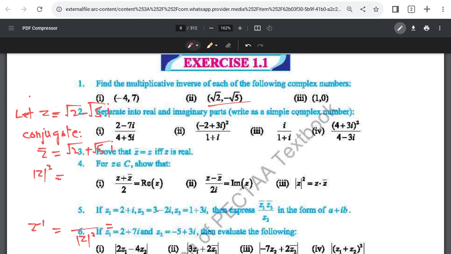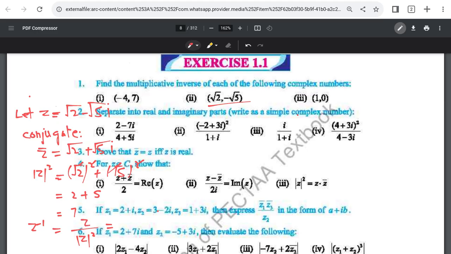After this we find the modulus of z. The modulus of z is 2 square root square plus 5 square root square. So the square is cancelled by the square root and the square root is cancelled by the square. Then it is 2 plus 5, and it is equal to 7.